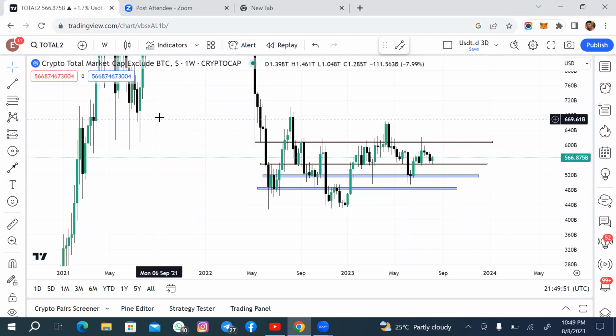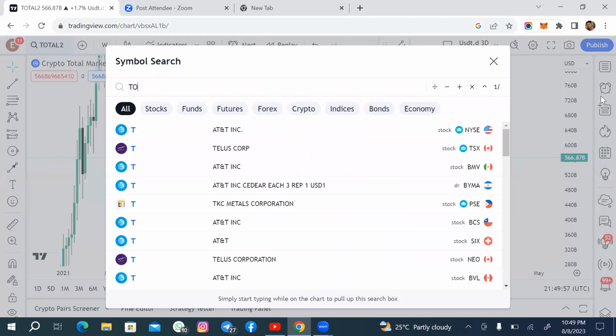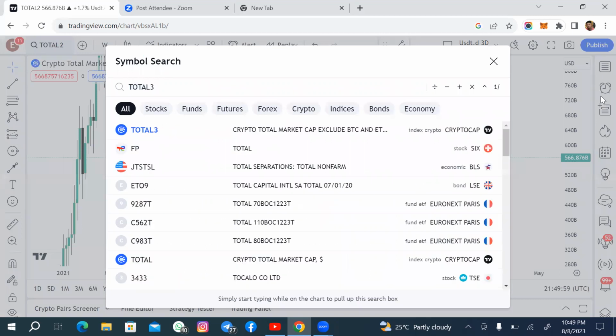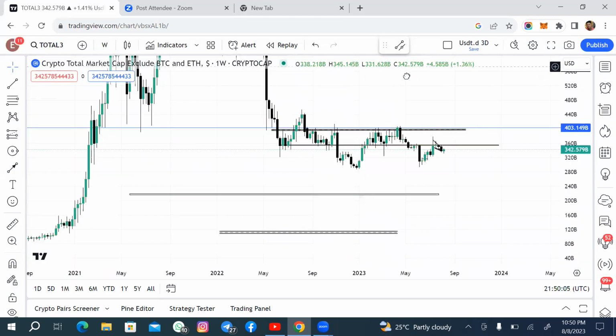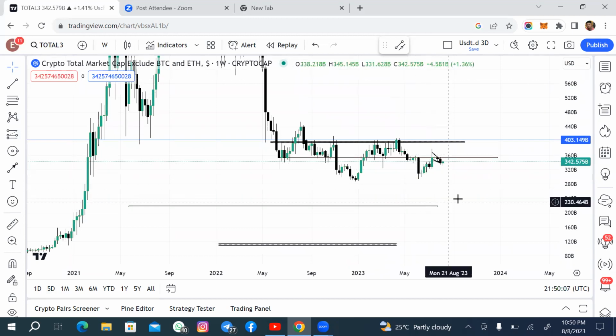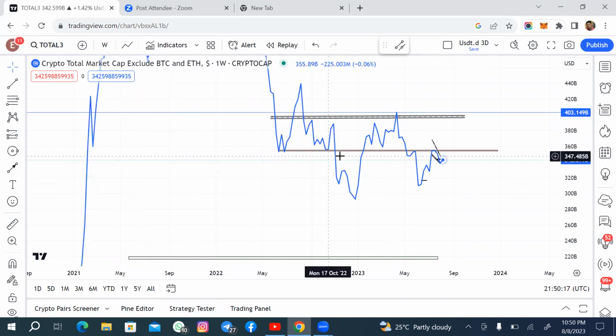Altcoins are going to be pumping, but which alt are we looking at? Now let's go back to Total 3. Do we see something similar? Okay, this is Total 3. Let's put this online so that we actually do know what we're doing.